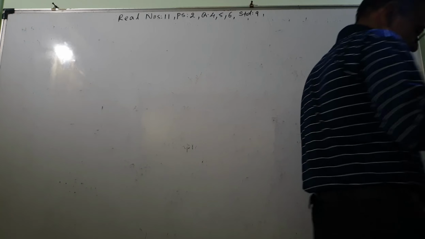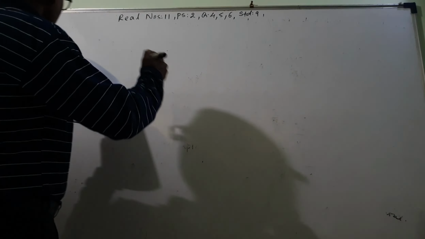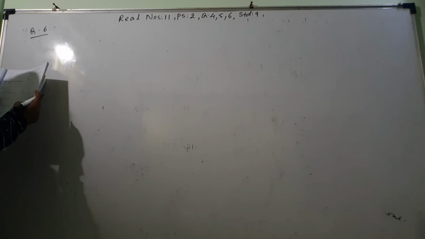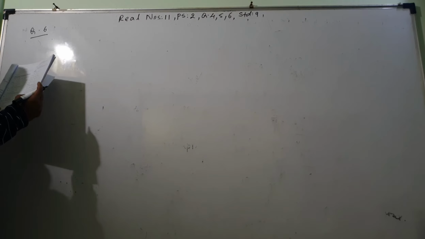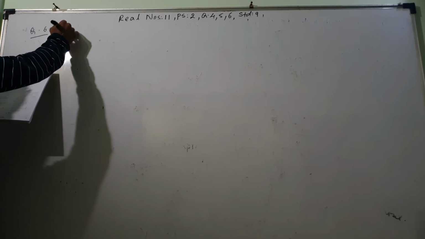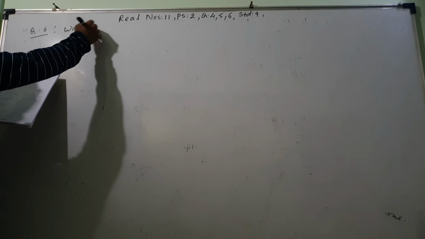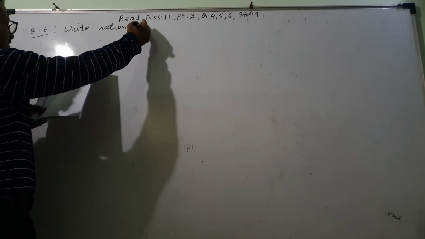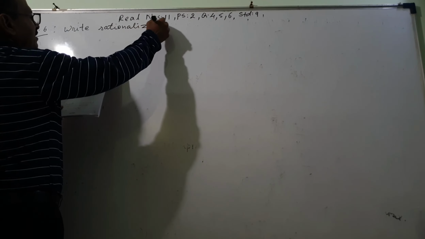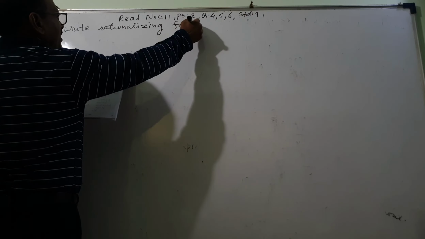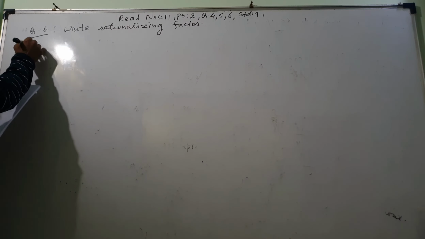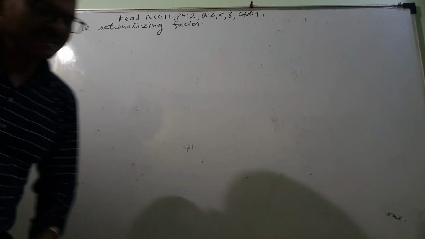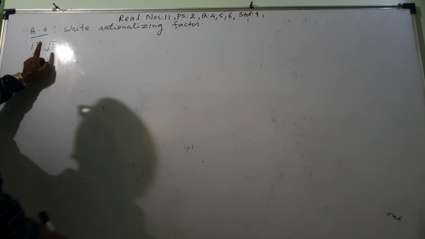So question number 6 I am going to take now. Question number 6. Write the simplest form of the rationalizing factor. Number 1, root 32. Rationalizing factor means what? This radical sign should vanish.